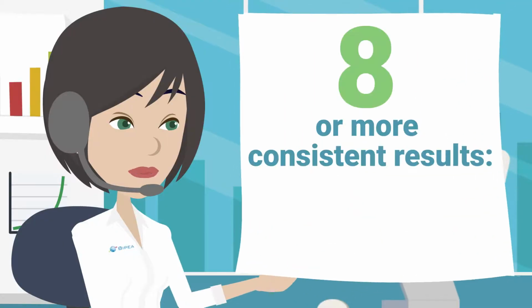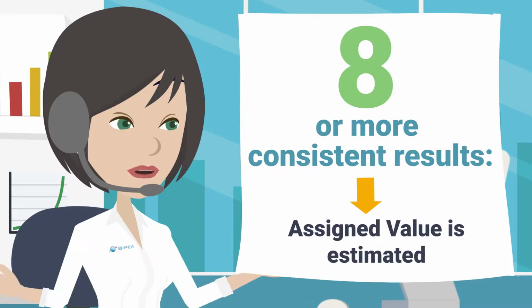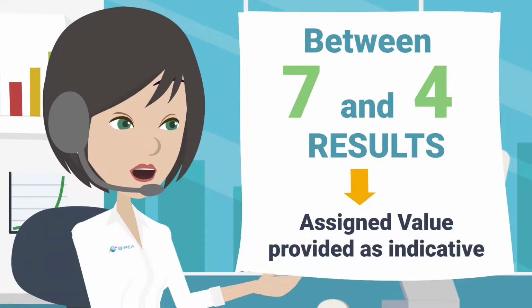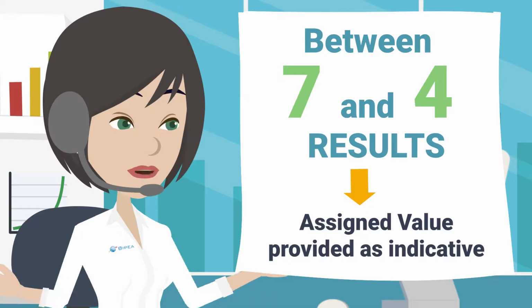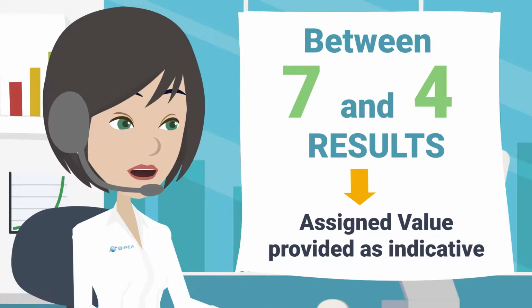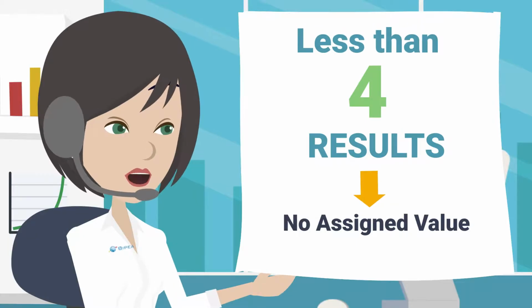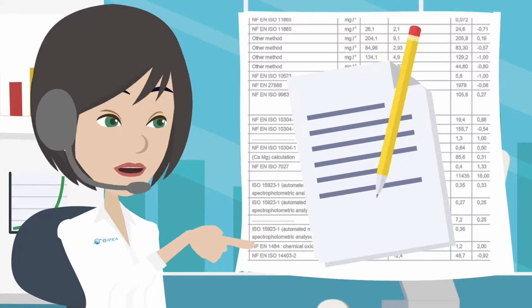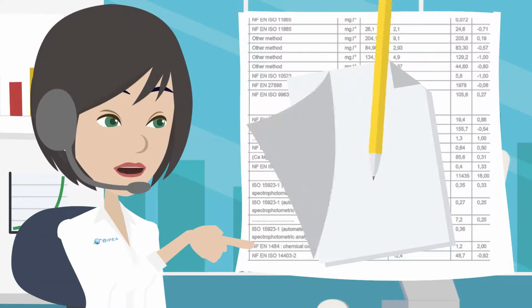Not exactly. Between 8 and 12 results, the assigned value is provided. However, between 7 and 4 results, the assigned value is given only as an indicative value, and below 4 results, the assigned value is not estimated. In these cases, we can include additional information such as remarks or additional figures.